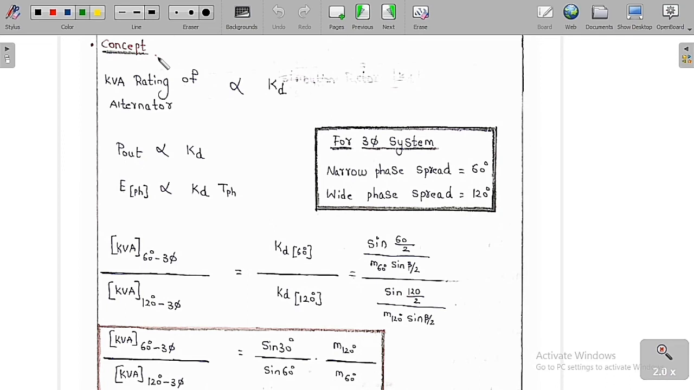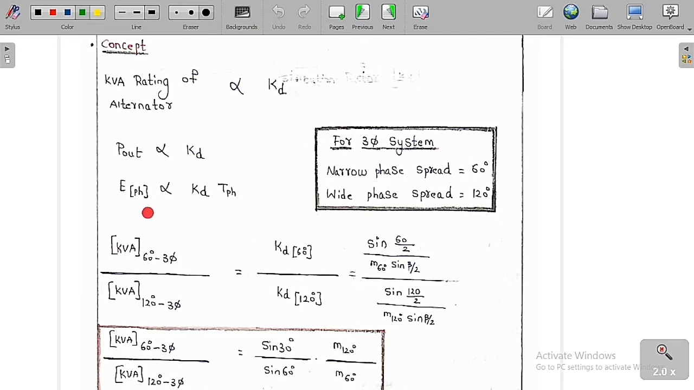So we can say that the kVA rating of the alternator is directly proportional to the induced EMF, and the induced EMF is directly proportional to the distribution factor. So indirectly, the kVA rating of the alternator is always directly proportional to the distribution factor. Similarly, the kVA rating is a complex power, so what about the active power? Whenever the kVA rating increases, the active power also increases. In the same manner, the active power output of the alternator is directly proportional to Kd.